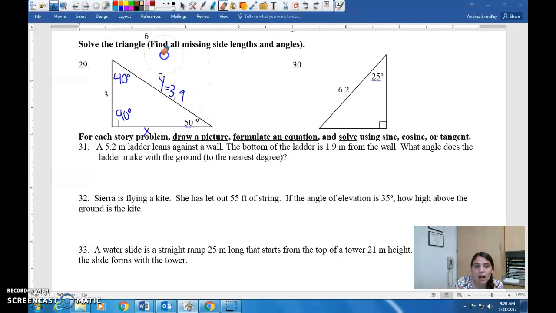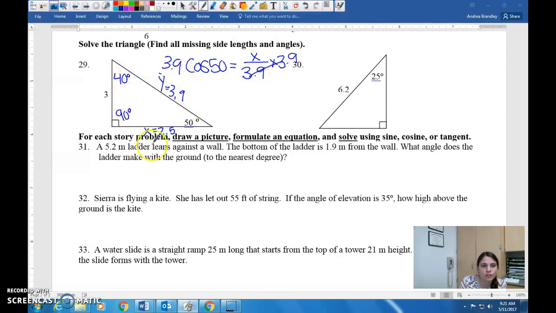And now I really can use any trig function because I know both of these sides, so any trig function would work. Let's use the cosine. So the cosine of 50, I'm still using that 50-degree angle. Cosine of 50 is equal to adjacent, which is x, over the hypotenuse, which is 3.9. So then to solve for x, I can just multiply by 3.9 on both sides. So 3.9 times the cosine of 50 comes out to be about 2.5. So this side's about 2.5.